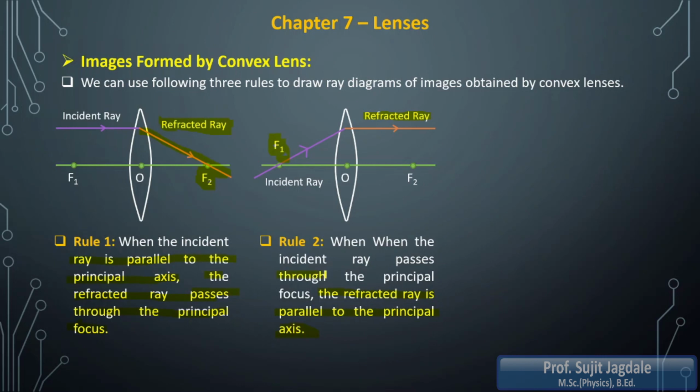So when it is passing through the principal focus, then the refracted ray should be parallel to the principal axis. This is the second rule. And the last rule is for the optical center. So I am going to show the optical center, F1, F2. These are the two focuses. O is the optical center, and here the incident ray is passing through the optical center.